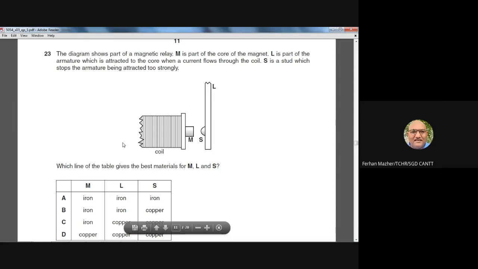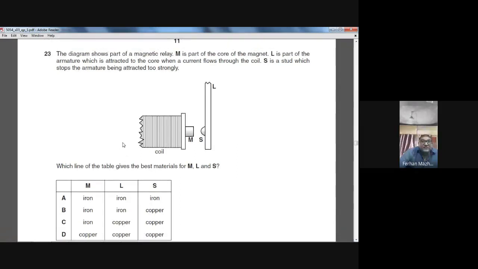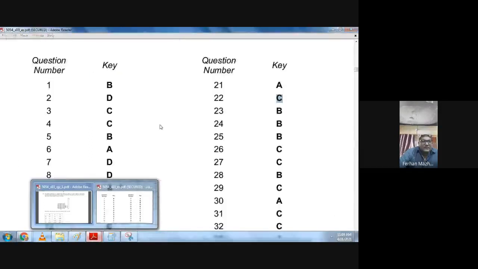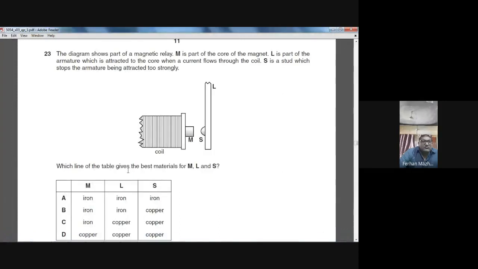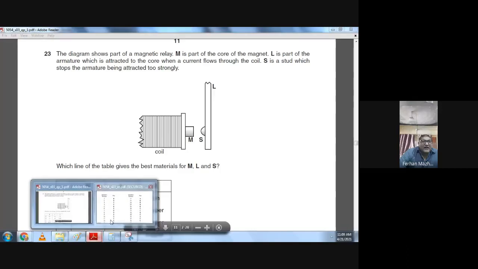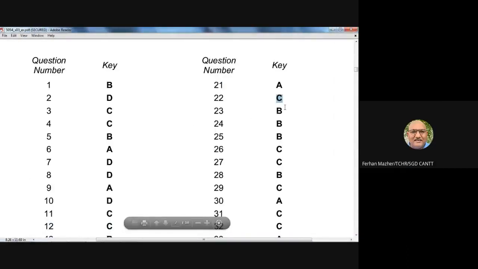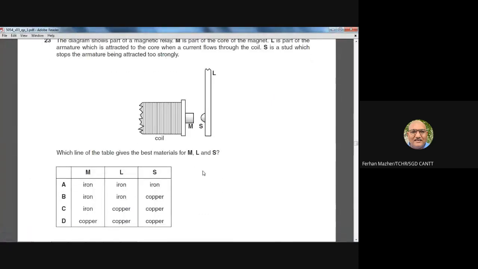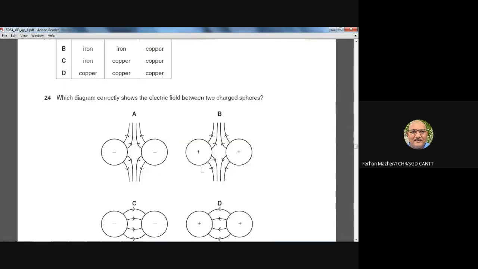And let's check. It's a little tricky. So we think that is B part, iron, copper. I'm not sure, but let's check. So question number 23, B choice. We are right. You can have a look. B is the answer for question number 23. Our logic was right. Okay.